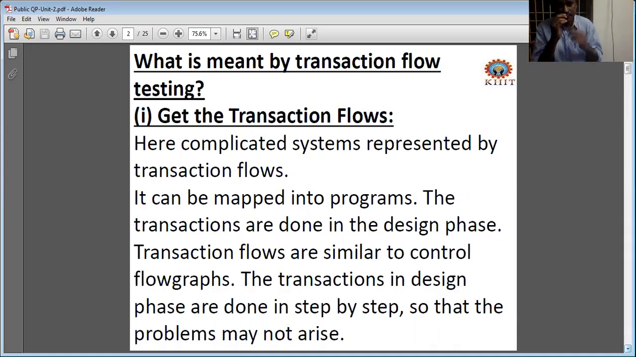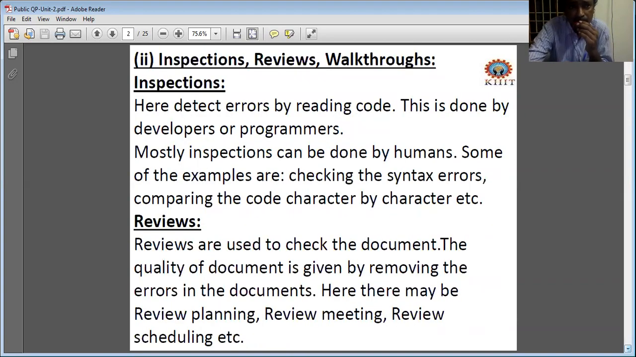The transactions in the design phase are done step by step, so that problems may not arise. Transaction flow testing consists of inspections, reviews, and walkthroughs.